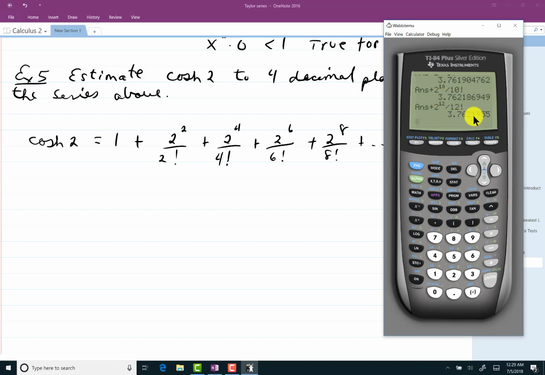3.762. Oh, it looks like this next place may be a 2. So with 4 decimal places, 3.7622 is what I'm going to think. I'm going to add a couple more just to be on the safe side. So I'm going to 2 to the 14th, and I'll divide by 14 factorial.